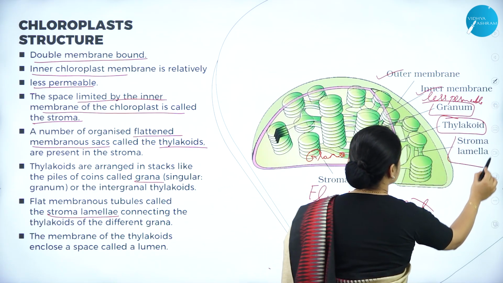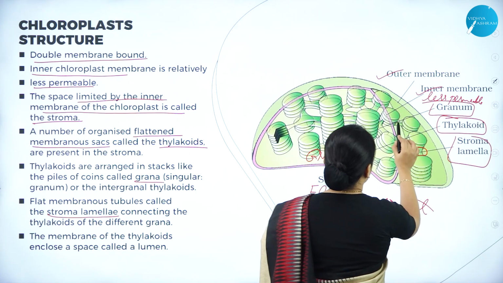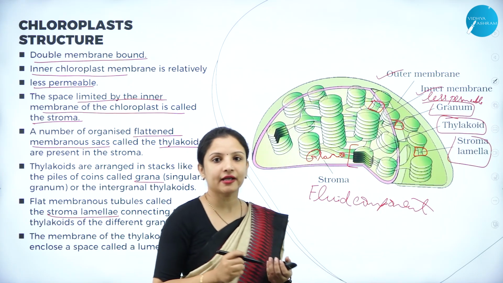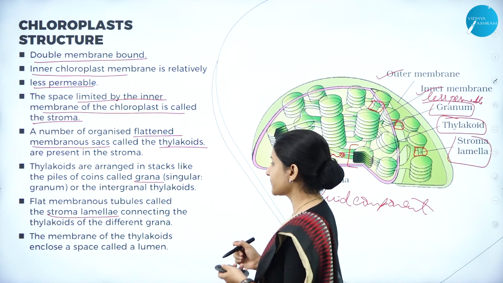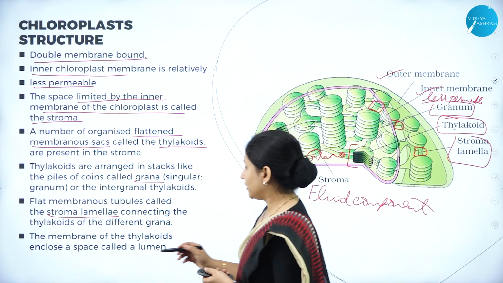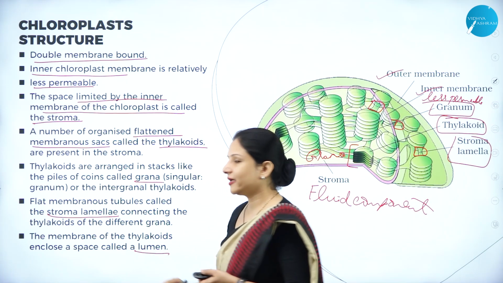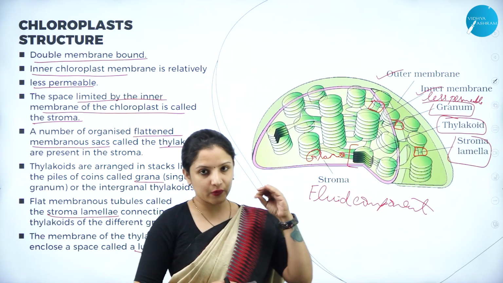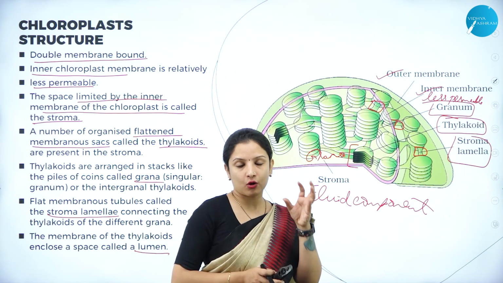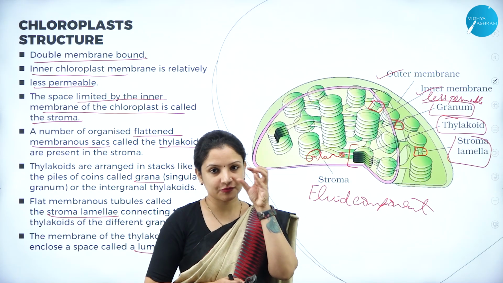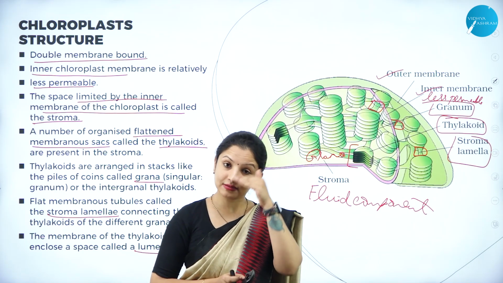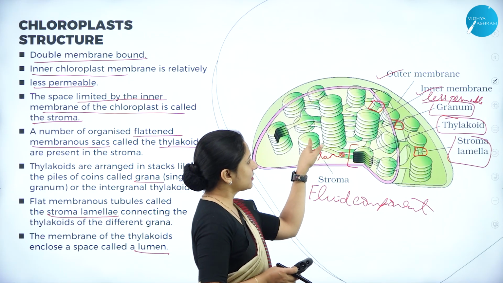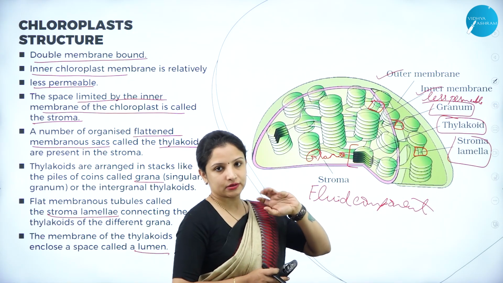So these connections that you find, here and even here, lots of connections between each of the grana, you call the stroma lamellae. And with the membrane of the thylakoid, they enclose a space called the lumen. So the thylakoid also contains a membrane, and the space towards the inner side of the membrane, we call the lumen. Like how we call this the stroma, in the thylakoid it is called the lumen. So that is the difference.